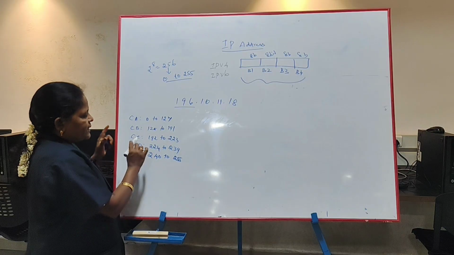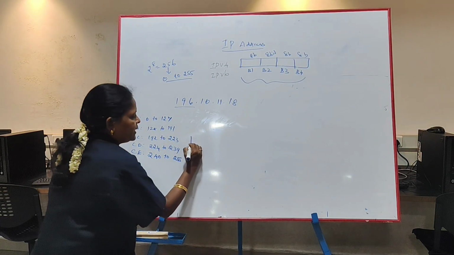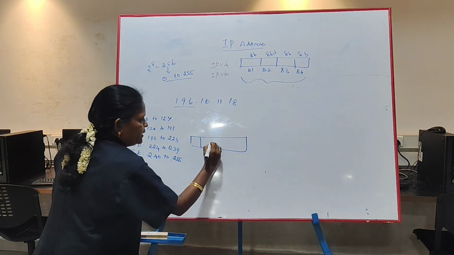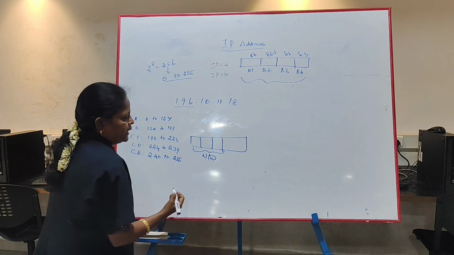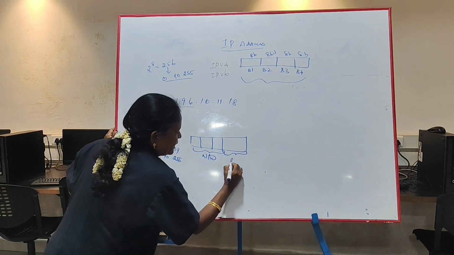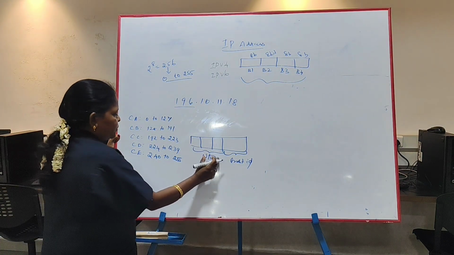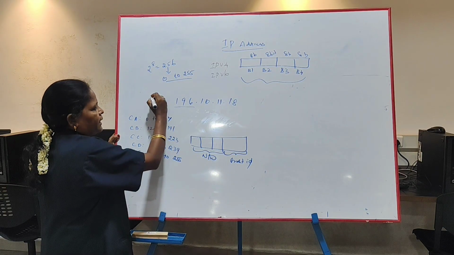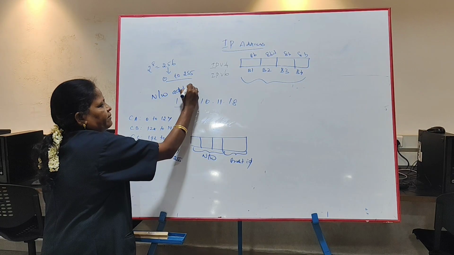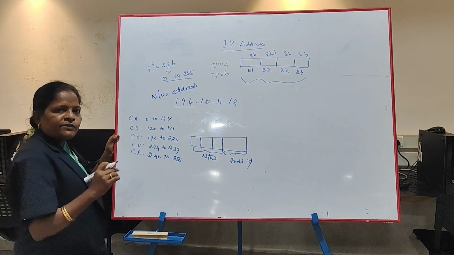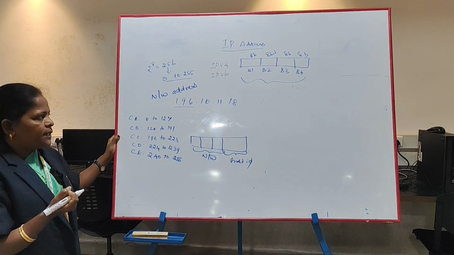196 comes under class C. Considering class C, how many bytes are allocated for the net ID? The first 3 bytes are allocated for the network ID, and the last 1 byte is allocated for the host ID. Whenever you calculate the network address, the host ID value can be replaced by 0. Otherwise, we go for the masking technique in order to fetch the network address.